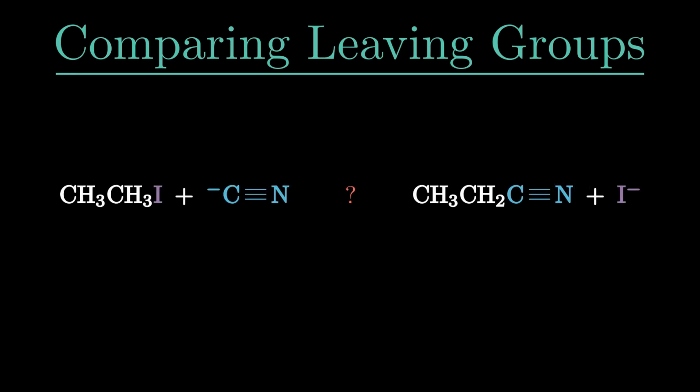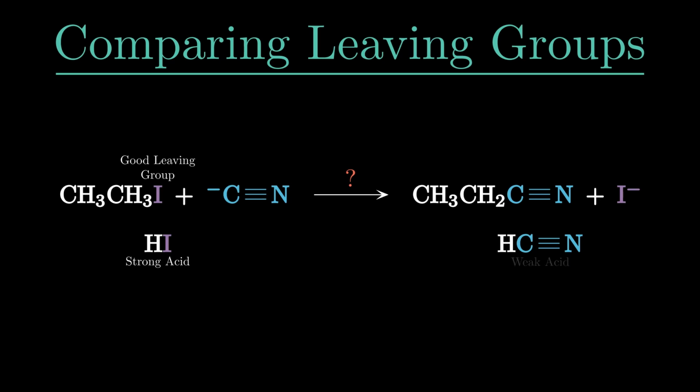The original acid of iodide is of course hydroiodic acid. You may remember from general chemistry that this is a strong acid, meaning iodide itself is a good leaving group. This is a good case for the forward reaction, but we can't be sure until we compare the cyanide. It comes from hydrogen cyanide, which is not on the strong acid list from general chemistry. Since it is a weak acid, that means cyanide is a poor leaving group, confirming this reaction proceeds in the forward direction.